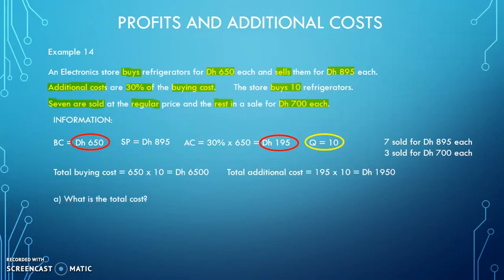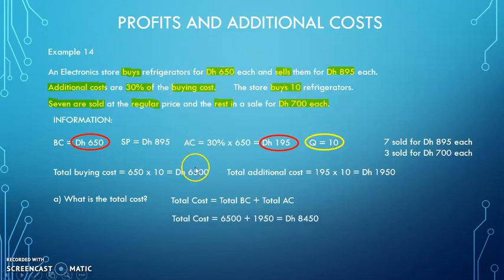What is the total buying cost? Okay, now the total cost is the total buying cost plus the total additional costs. So we know that the total buying cost is 6,500 and the total additional cost is 1,950. So 6,500 plus 1,950 is 8,450. So this is the total cost that the electronics store will pay.